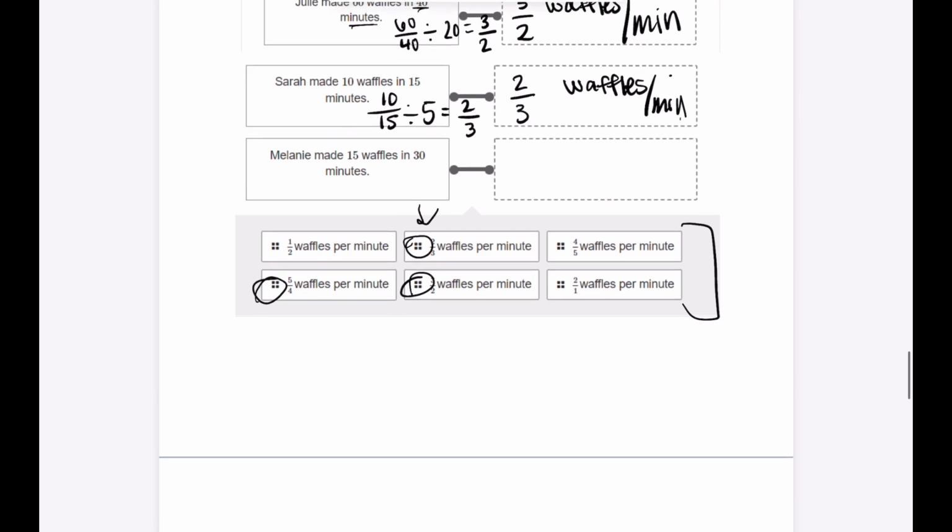And lastly, I have Melanie made 15 waffles in 30 minutes, okay? So 15 over 30, I can simplify by 5. 15 divided by 5 gives you 3. And then 30 divided by 5 gives you 6. I can simplify that a little bit more. So I'm going to go ahead and divide both by 3, which gives you that 1 over 2. Okay, so I have 1/2 waffles per minute.